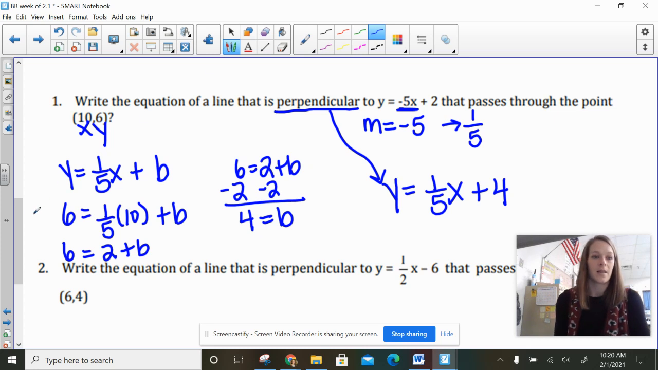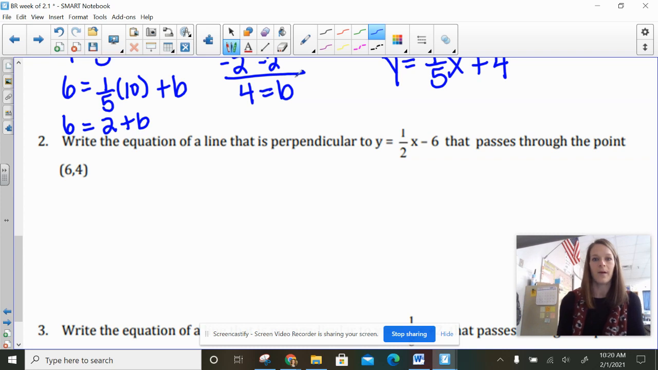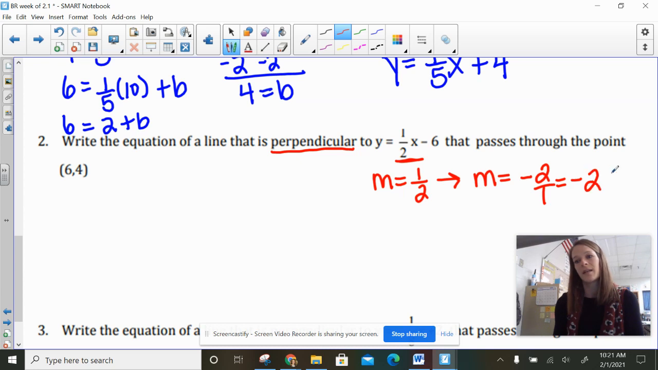So let's take a look at the second example. All right. So write the equation of a line that is perpendicular to y equals 1/2 x minus 6 that passes through the point 6, 4. Okay, so here's our slope. My slope is 1/2. I have to do the opposite. So it's positive, so now it's negative. Flip 2/1. -2 divided by 1 is just -2.